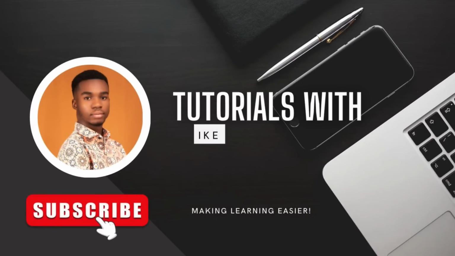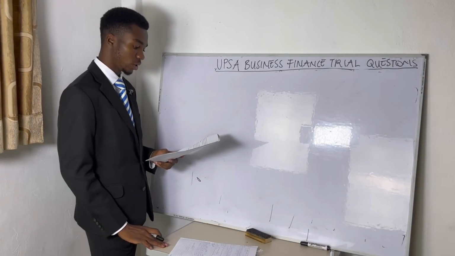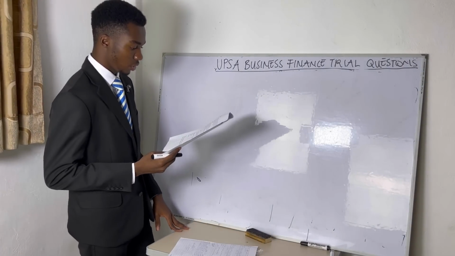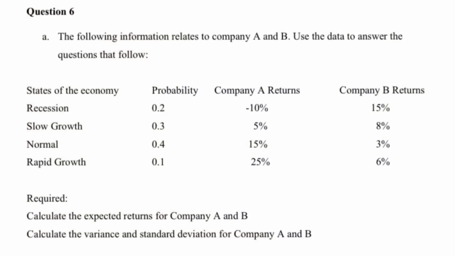So we are going to continue with the trial questions we've been solving, and we are now on number 6. It's a question on risk and returns, and I'm going to read it. It says the following information relates to company A and B. Use the data to answer the questions that follow.